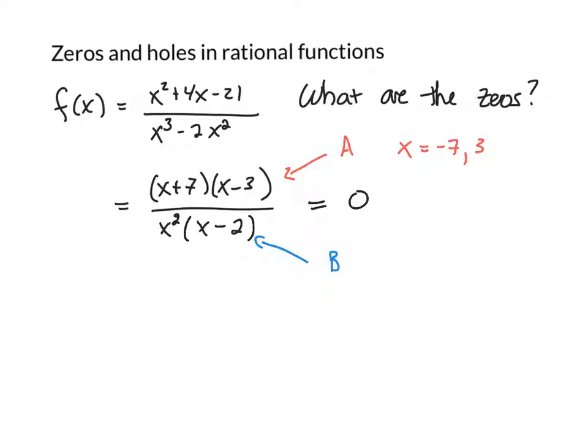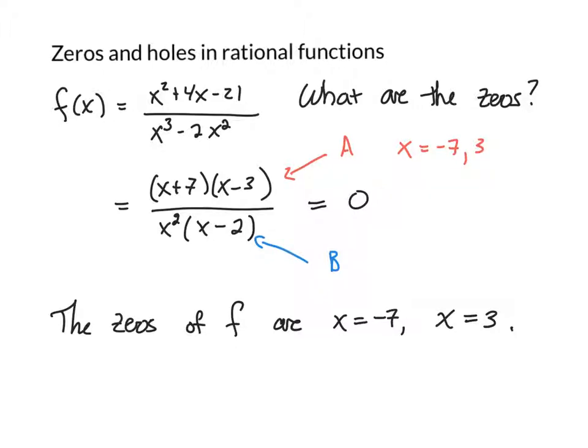Okay, well, check these against your denominator. If I were to plug in negative 7 and 3, well, I know it's not going to be 0 because, well, the only zeros of the denominator are 0 and 2. Right? So those don't match up. Okay, so the zeros of our function f are x equals negative 7 and x equals 3. Right, so this is just one example on how to find the zeros of a rational function.